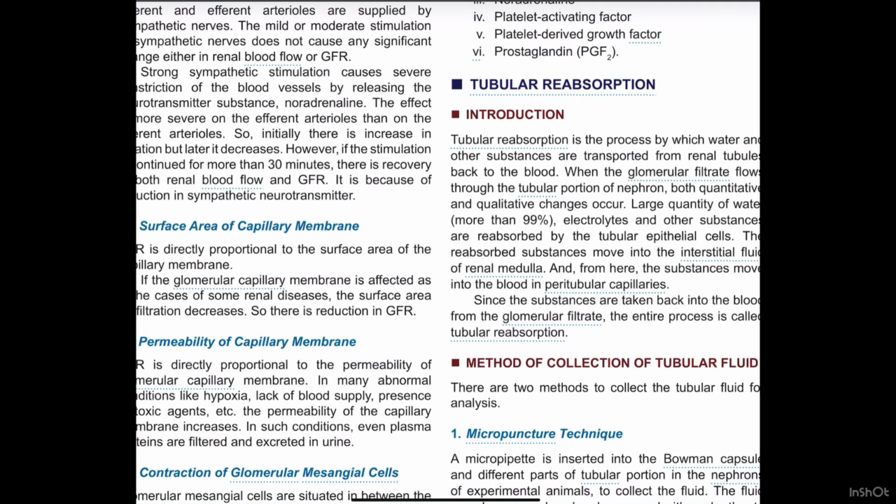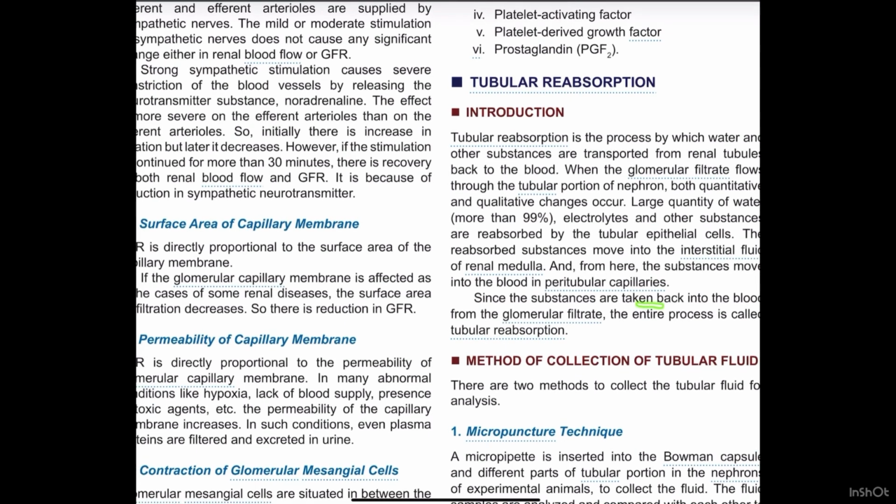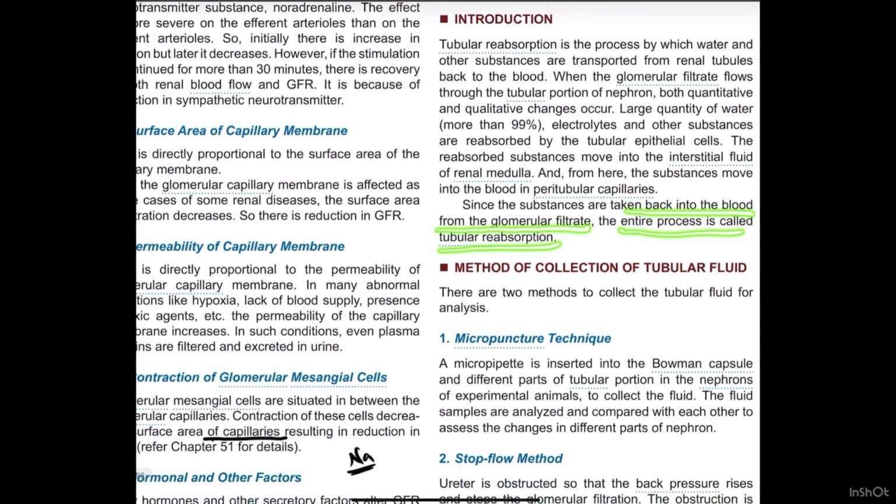Till here we discussed only one step, glomerular filtration. Next it is followed by tubular reabsorption. From the glomerular filtrate, 99% of the filtrate is reabsorbed into the peritubular capillaries. The substances first come to the interstitial space of the kidney, and from there they enter the capillary. The substances are taken back into the blood from the glomerular filtrate. The entire process is called tubular reabsorption.